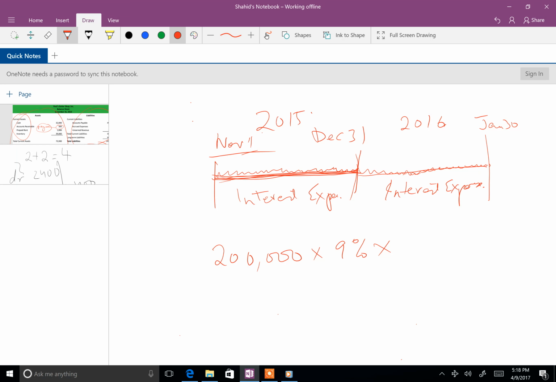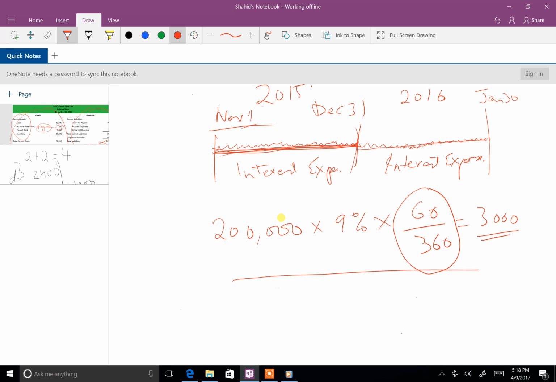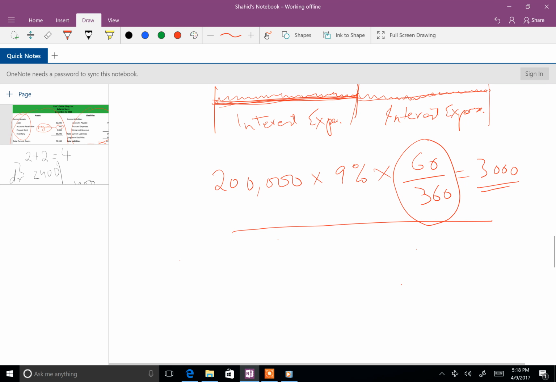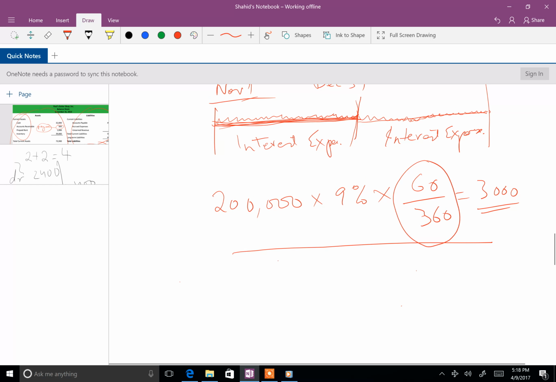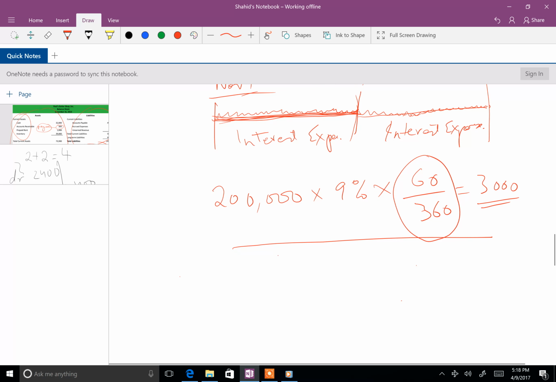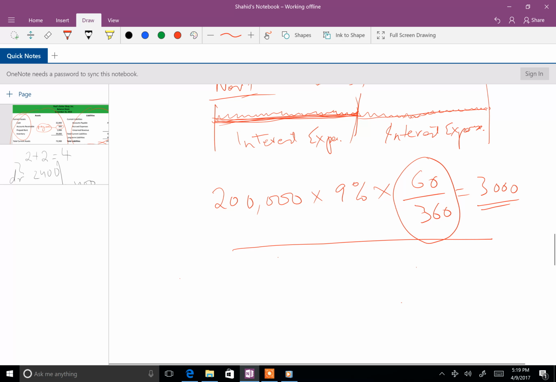And remember, this 9% is for the whole year, right? But how many days have passed from November 1st to December 31st? 60 days. So it's 60 divided by 360. 360 is for the whole year, so this is like a proportion of the year. If you do that, it's going to be $3,000. So before the end of the year, you have to make an accrual, and I think it's the next part where we will be doing the accrual later on. I'm going to show you the accrual entry, which is being asked later. Okay, thank you.